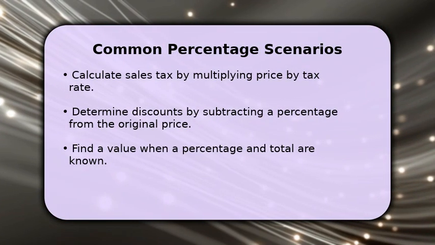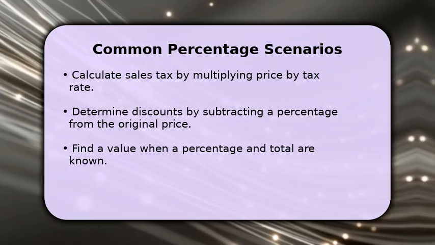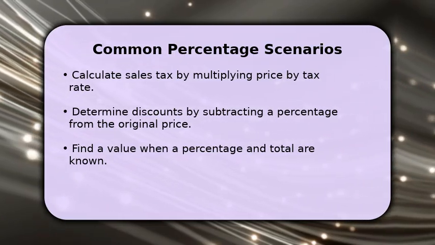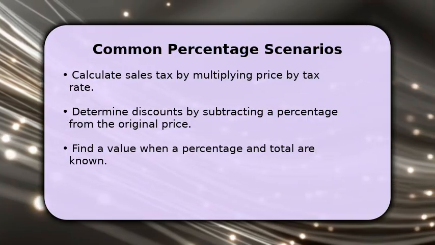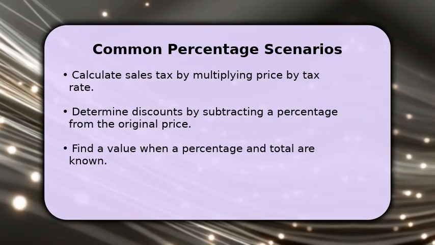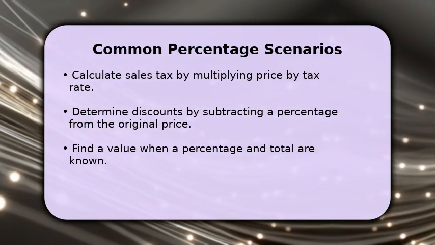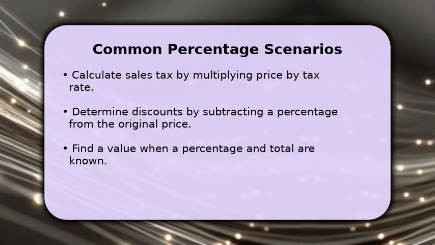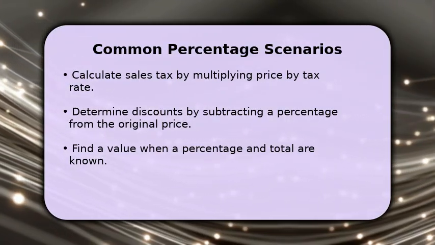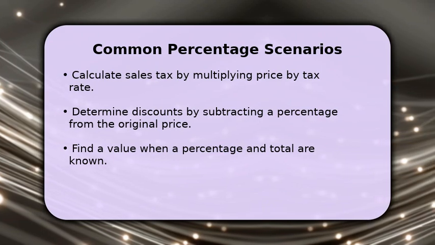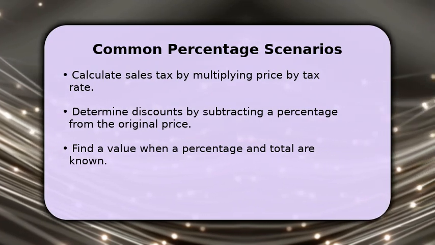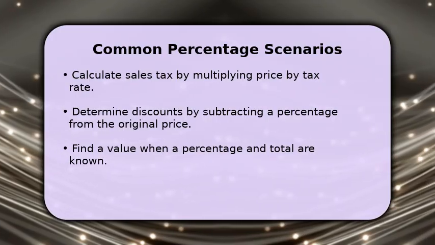For sales tax, multiply the item's price by the tax rate, like 5%. To apply a discount, subtract the percentage discount from 1, then multiply by the original price. You can also find an unknown value if you know a percentage and the total, making many financial calculations easy.